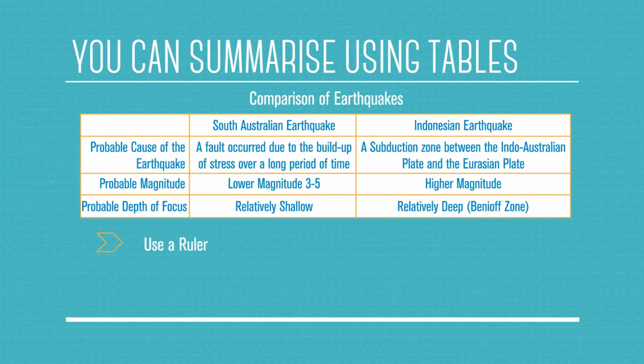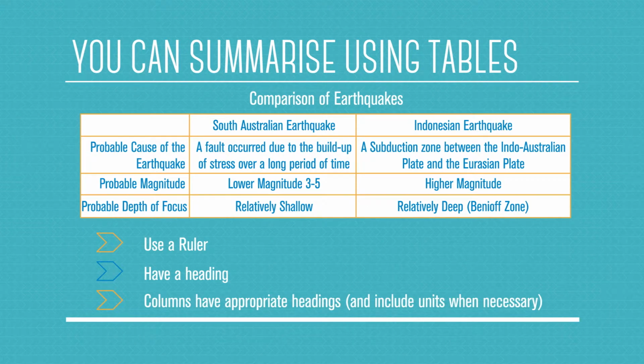Again, make sure you're using a ruler, that your table has a heading, and that your columns have appropriate headings. Where necessary, please use units. This question is for a comparison of earthquakes. One is for a South Australian earthquake, and that's being compared to an Indonesian earthquake. It goes through comparisons of probable causes of earthquakes, probable magnitudes, and probable depth of focus. And it really nicely summarises the information.